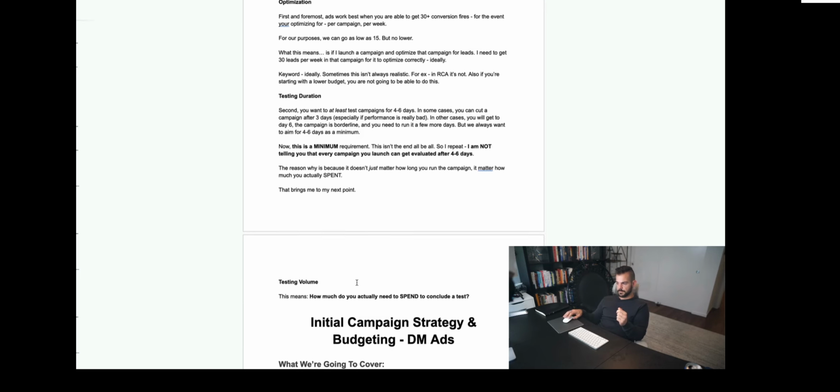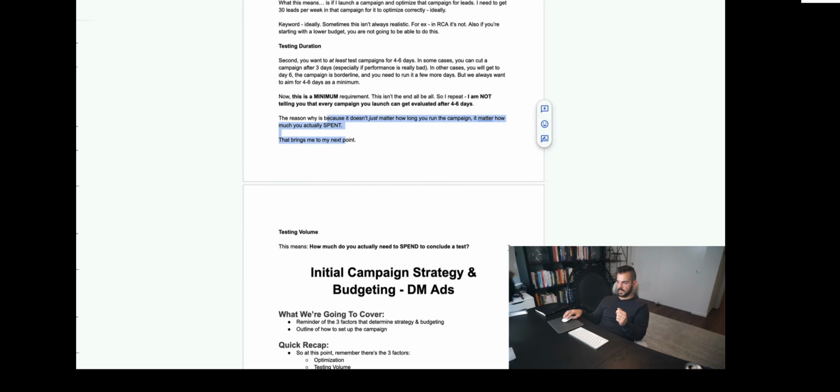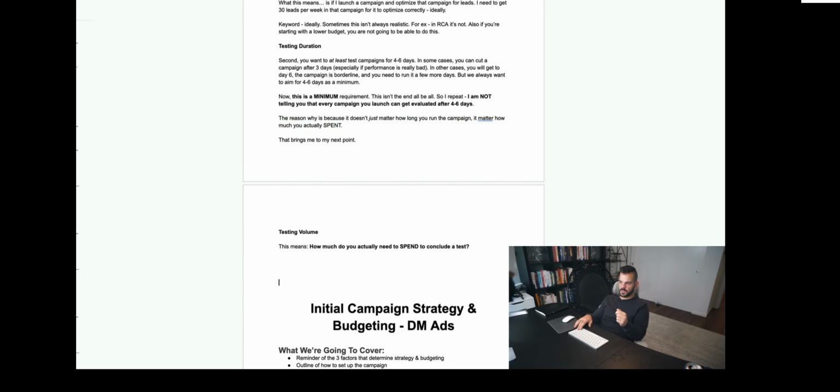So this brings me to the next point, and I think my training kind of got cut off here, but I'll just explain it. So the next criteria is testing volume. This means how much do you actually spend to conclude a test. So what we want to do is spend 3 to 5x KPI, okay? So we want to spend 3 to 5x KPI.